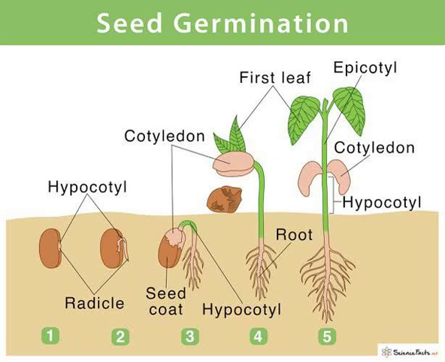The cardinal points of temperature for germination are: the minimum temperature, below which there is no activity; the optimum, at which the highest germination occurs; and the maximum temperature, above which no germination takes place. The optimum temperature, at which maximum germination percentage is observed within the shortest time, is usually within the range of 15 to 30 degrees Celsius. Over a certain range of temperature, germination speed increases as temperature increases, and slows down as temperature decreases below the optimum.